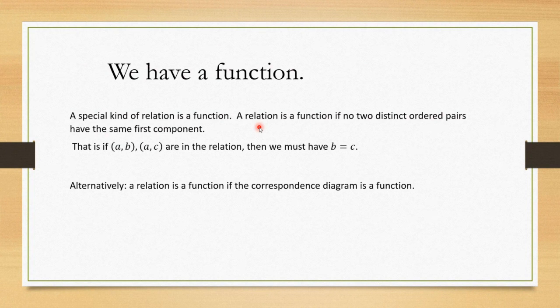Or another way of saying that is, if the correspondence diagram is a function. From any relation, you can draw a correspondence diagram. And as I mentioned, although really I should have given examples on it, but I will soon, probably next time, from any correspondence diagram, you can get a relation. So there is a connection between the two. Hence, a relation's a function if the correspondence diagram is.